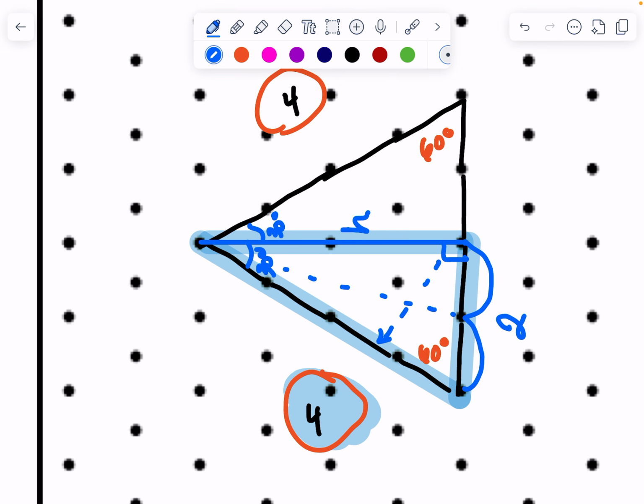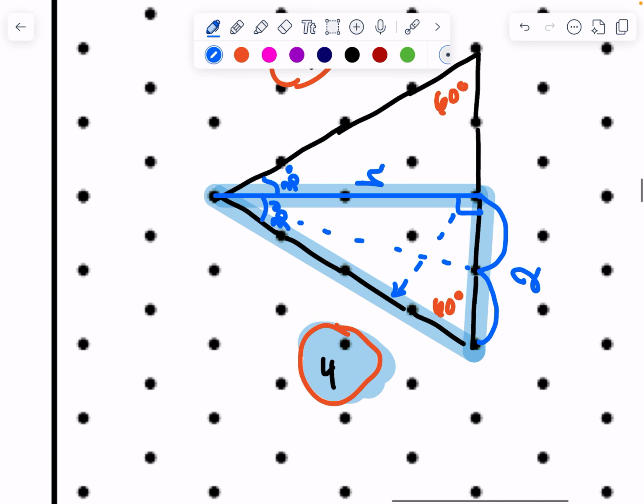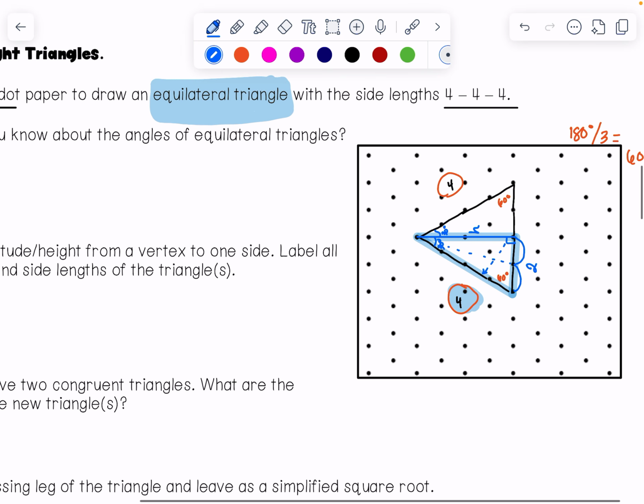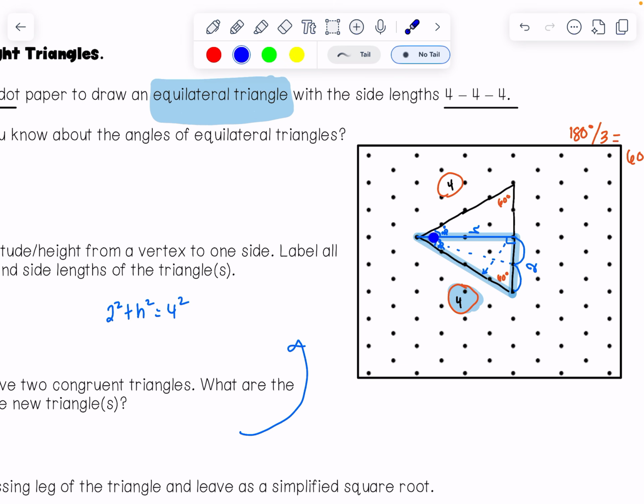But we also need to figure out what this relationship is. I'm going to call this h because it's a height. And so we need to figure out what this one is. Notice it is not the hypotenuse. It is one of my legs. So when I do the Pythagorean theorem up here, this is going to become 2 squared plus h squared equals 4 squared. Once again, in this case, h is representing this height.